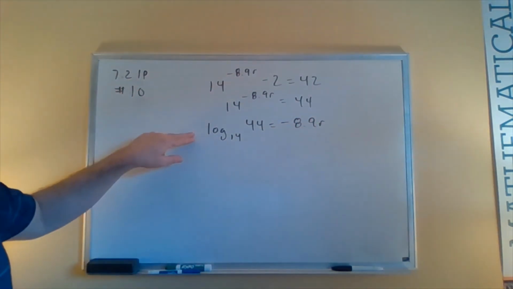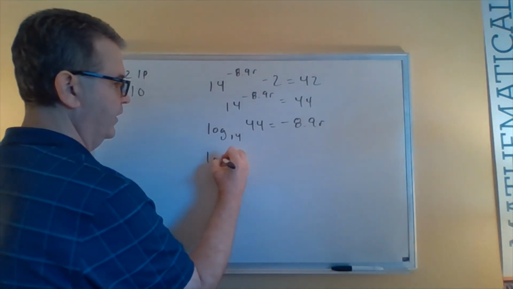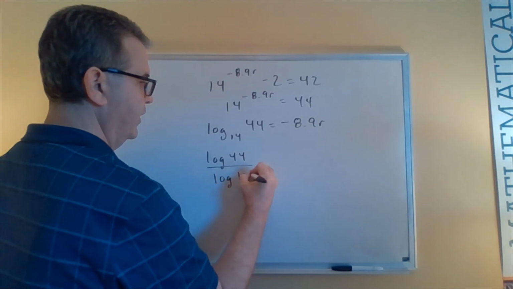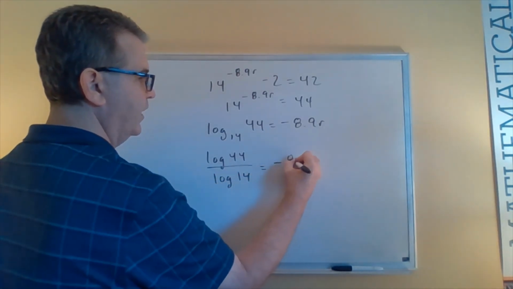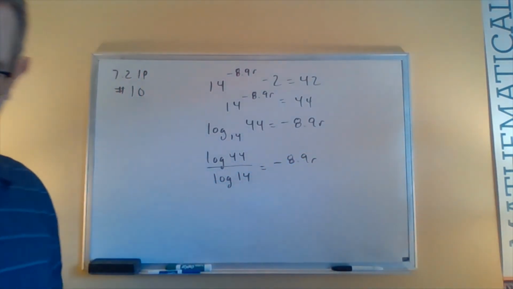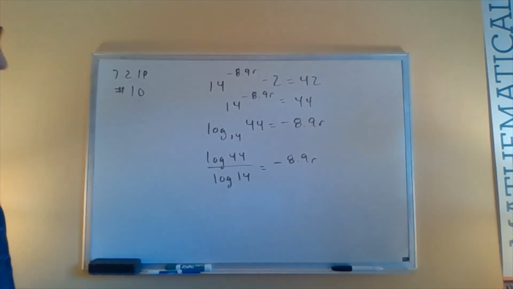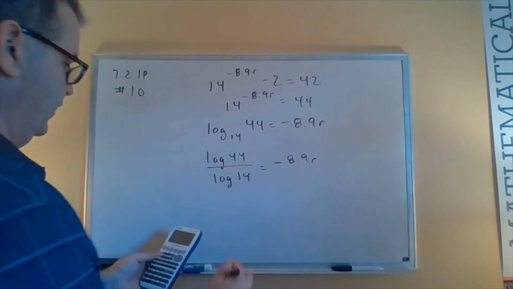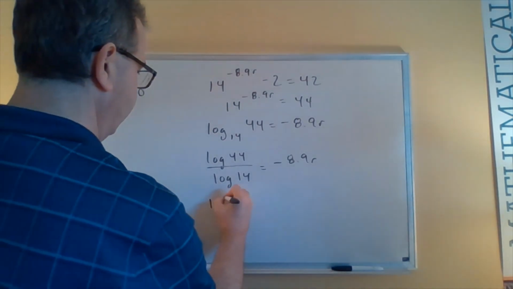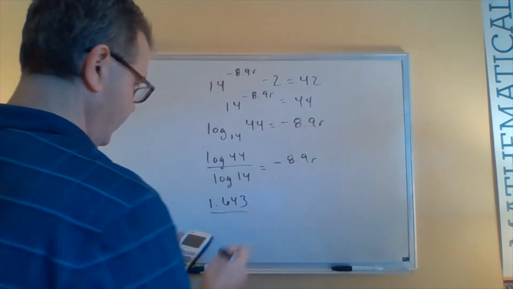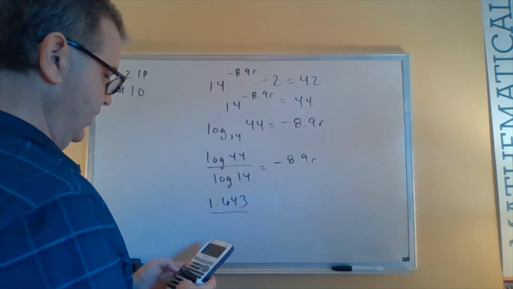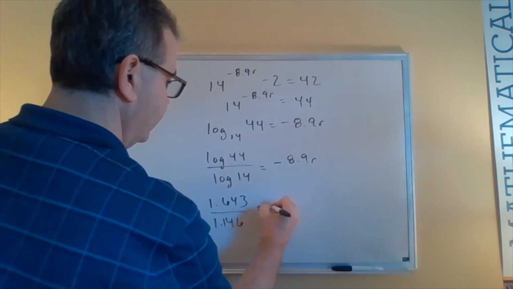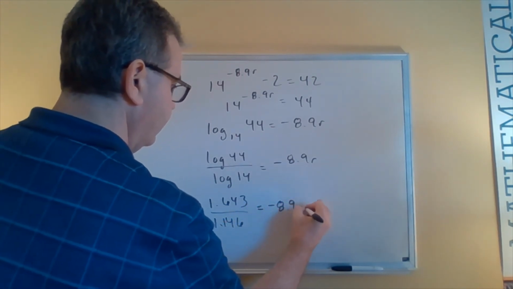I'm going to use a change of base formula on the left side, so I will get the log of 44 over the log of 14. That's going to equal negative 8.9r. I'm going to grab my calculator. We'll figure out these logs. Log of 44 is 1.643, and the log of 14 is 1.146. And that's going to equal negative 8.9r.